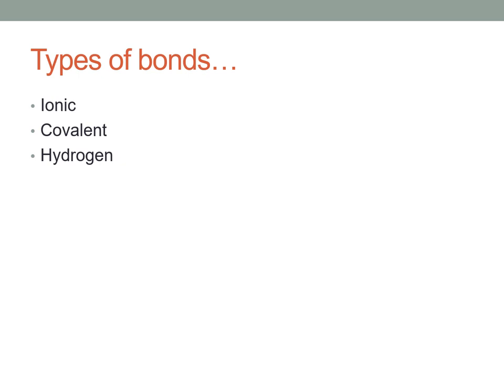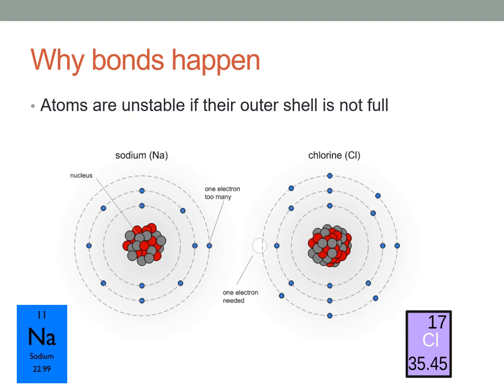There are three main types of bonds that we're going to talk about, and we're going to talk about each one in turn: ionic, covalent, and hydrogen. You hopefully learned this in high school chemistry. We're not going to spend a lot of time on it, but there's good information in the book if you need it. We have to understand why bonds even happen. Why do atoms choose to bond to other atoms to form molecules? It's because of this weird thing with electrons.